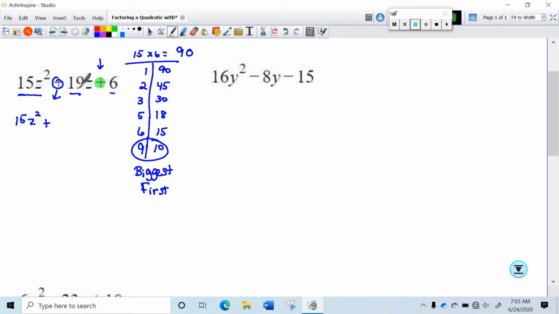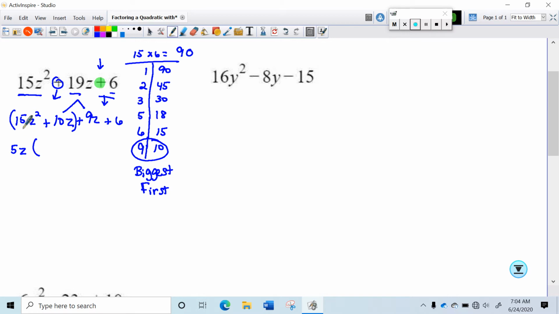Now we're going to split this up, this 19z, with the 9 and the 10. So you want the biggest first, a 10z. So we have 10z, but we want 19z, so this 9 has to be positive because those two that you use to split up have to add up to the one above it. Then you bring down the next term, so plus 6. I'm going to put parentheses around the first two terms only. 15 and 10, I can divide those by 5, and they each have a z in common.